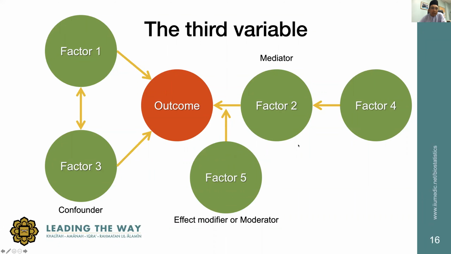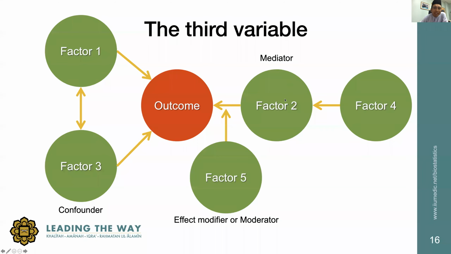This is part of my multivariate lecture. For me to go deep into multivariate, it may take a very long time. But a mediator here means that it is on the pathway. It is one in the pathway. But factor 5 here, the effect modifier, moderator, or interaction as we call it, is not in the pathway. That is different. You can identify the difference between mediator and effect modifier.